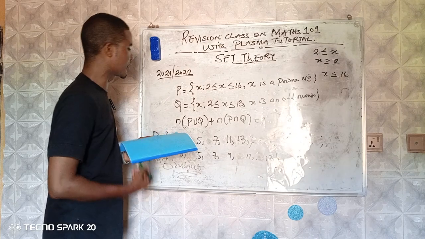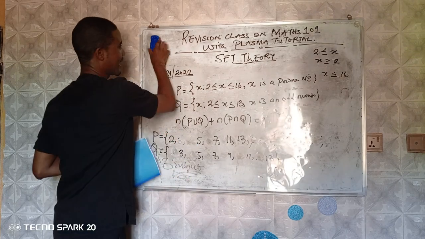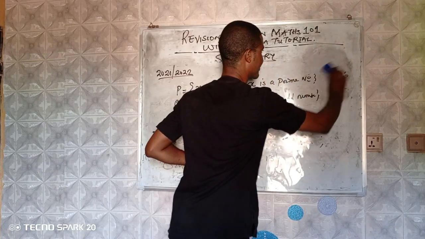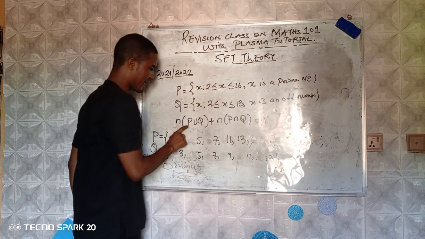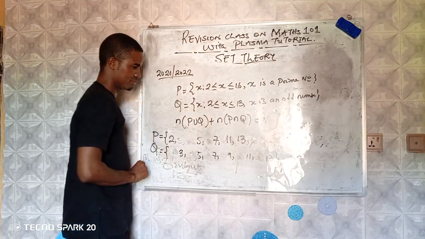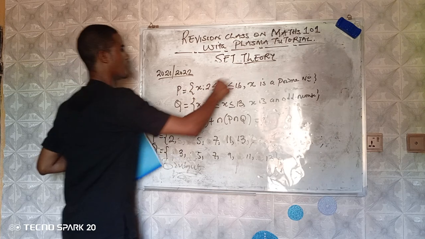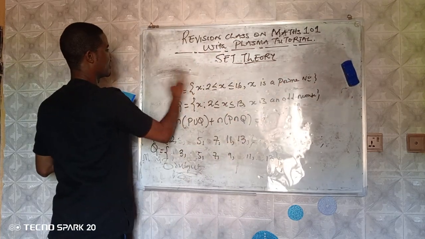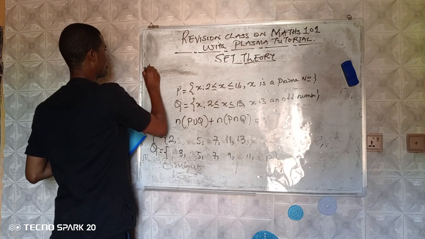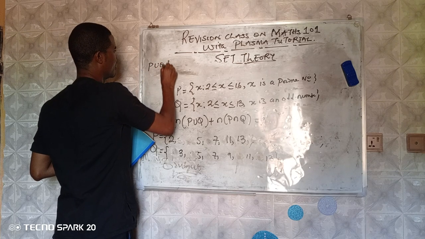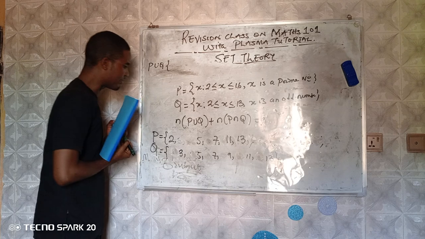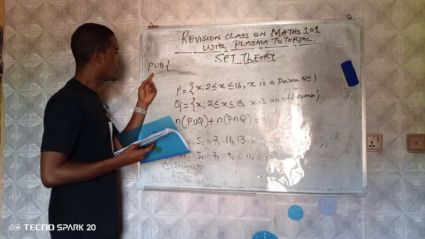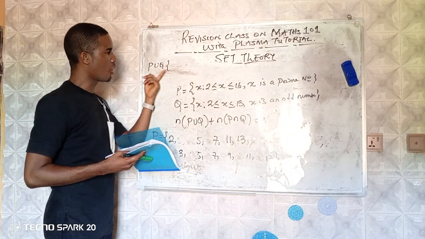So we now go to the question. The question asks us, we should find P union Q. Hope you know that P union Q will now be elements that belong to P only or to Q only or to both.